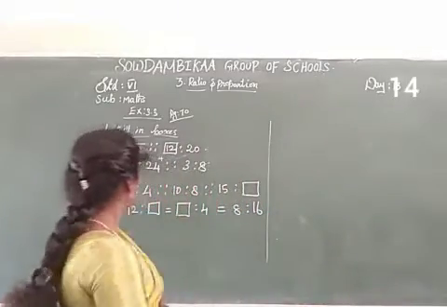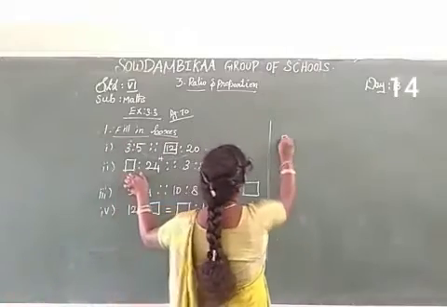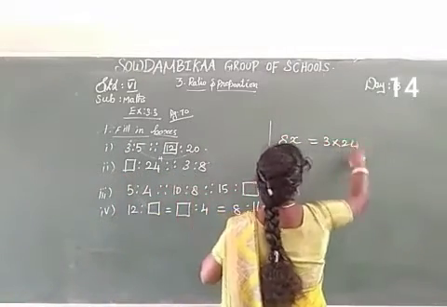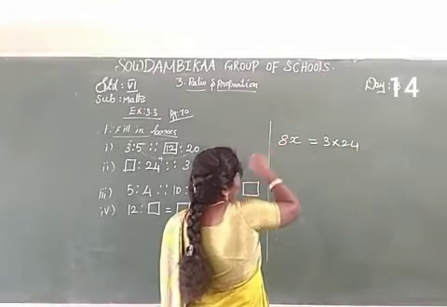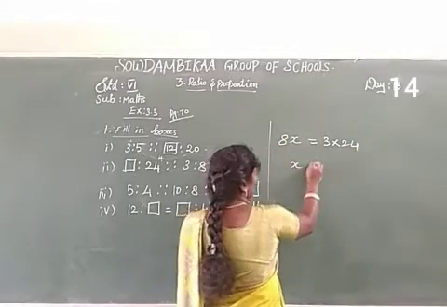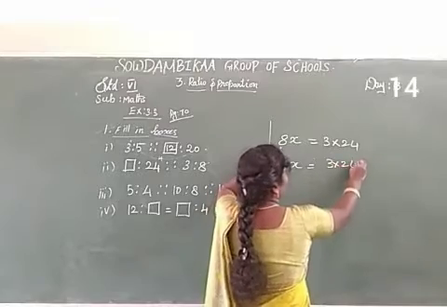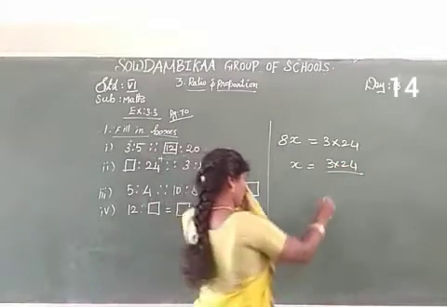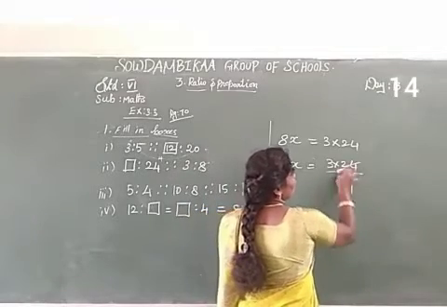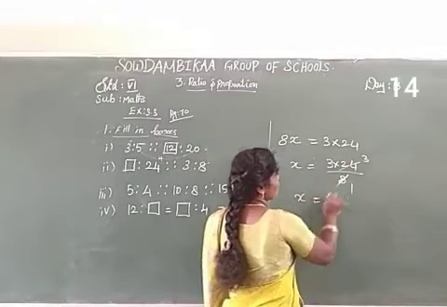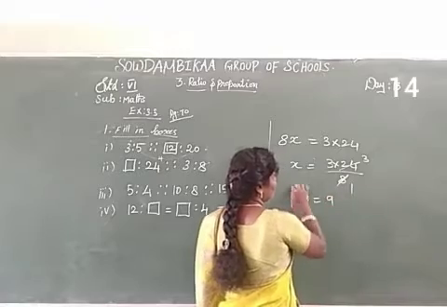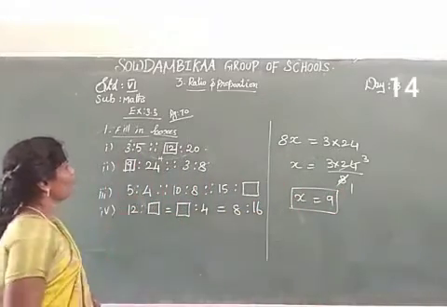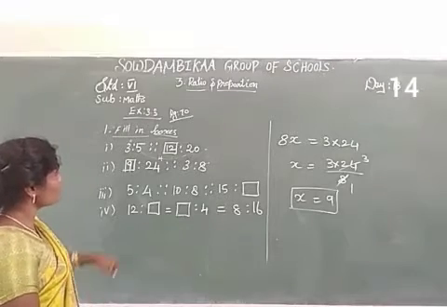The second sum. The same: 8x is equal to 3 into 24. You keep x only on that side: 3 into 24. The 8 on this side, the multiply 8 goes to that side. Divide by 8. 1 eight is 8. 3 eights are 24. x is equal to 3 threes are 9. The answer is 9. Next.